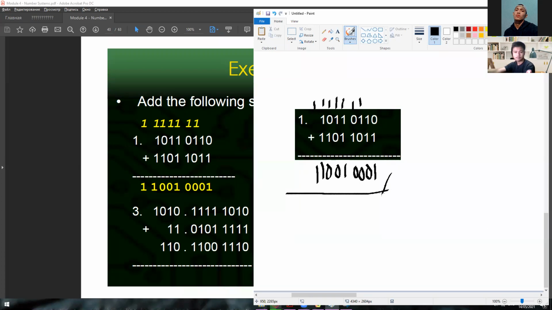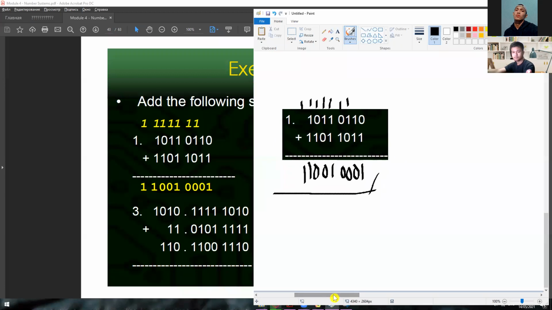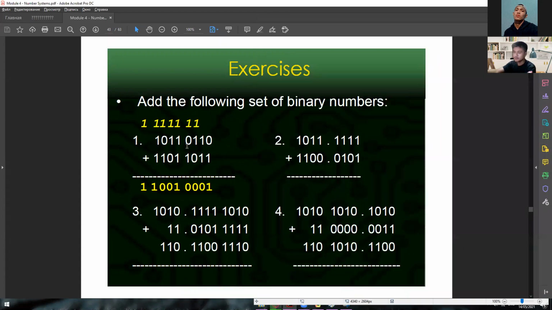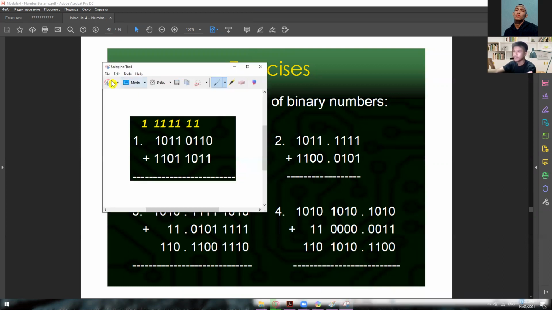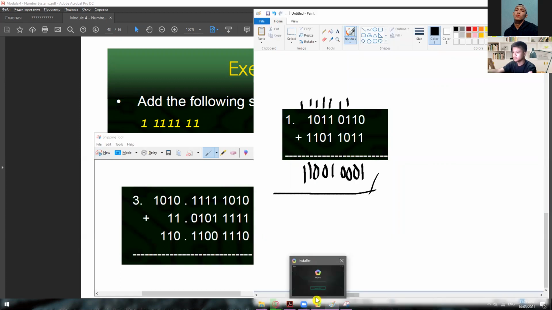Okay, so clear so far? Okay, great. Yes, sir. All right, very good. So number 1 and number 2 are almost the same. However, what if we have number 3 as our example? Let's try to answer this one.